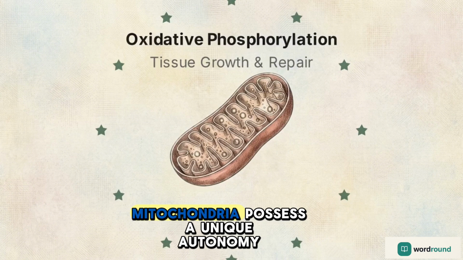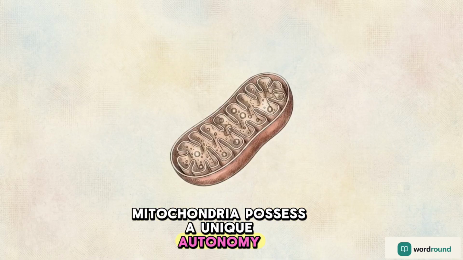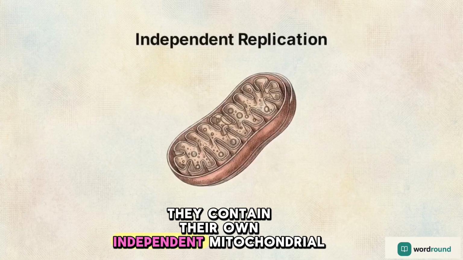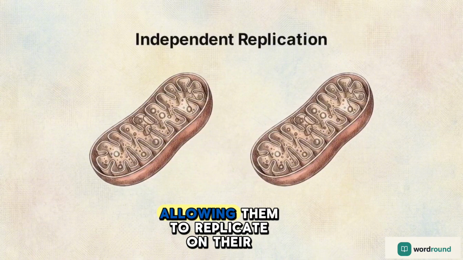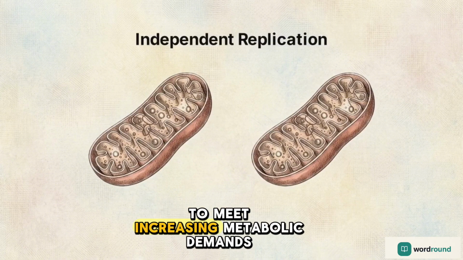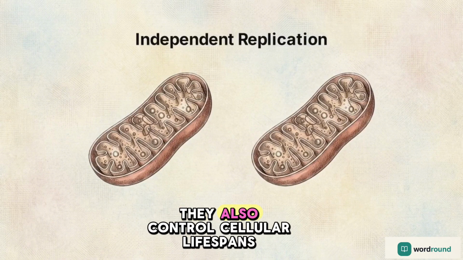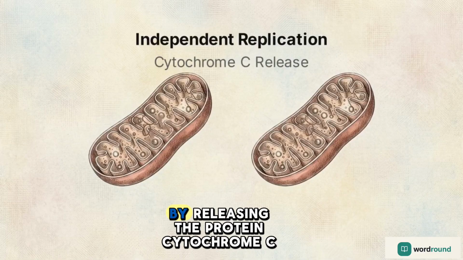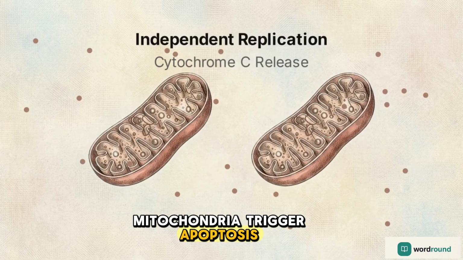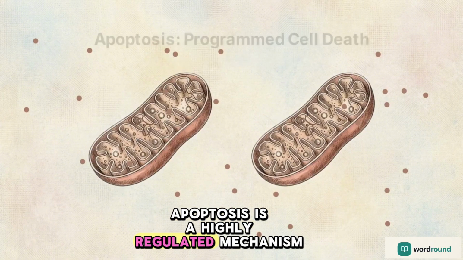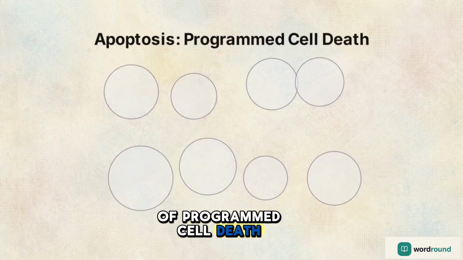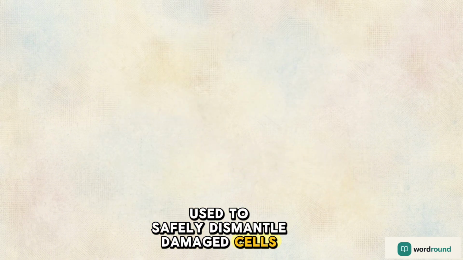Mitochondria possess a unique autonomy. They contain their own independent mitochondrial DNA, allowing them to replicate on their own to meet increasing metabolic demands. They also control cellular lifespans. By releasing the protein cytochrome C, mitochondria trigger apoptosis. Apoptosis is a highly regulated mechanism of programmed cell death, used to safely dismantle damaged cells.